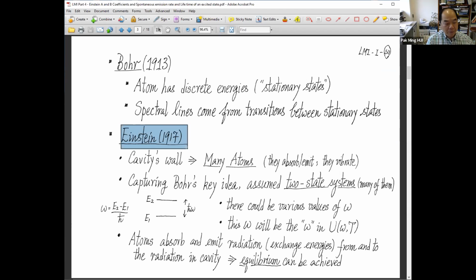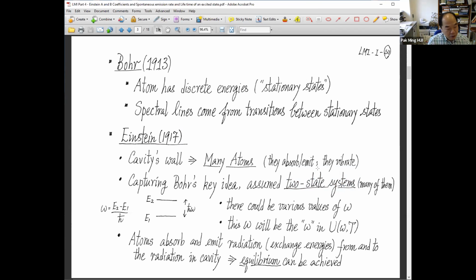So just like what we did before, instead of discussing the whole spectrum of possible transition energies, we just pick two states from the matter system, and then we consider a system in which there are many of these two-state systems, and at the same time, we have this radiation, EM wave, surrounding it in the environment so that they could exchange energy and achieve an equilibrium state. Okay, so that is the whole idea.